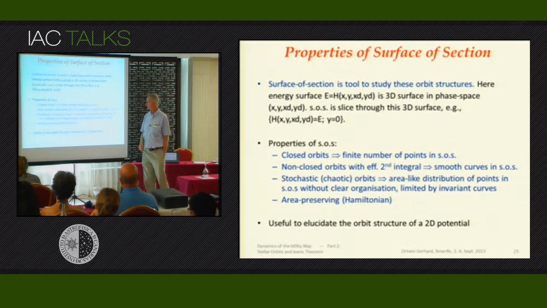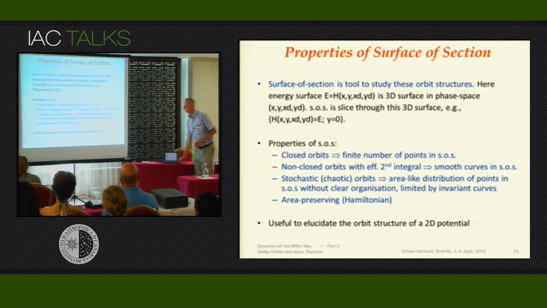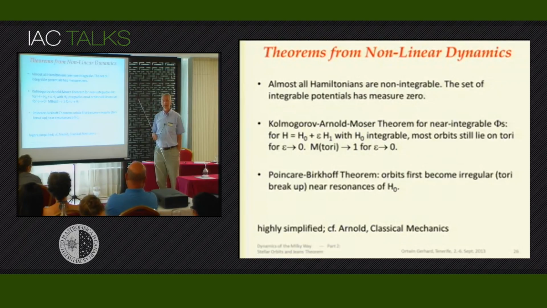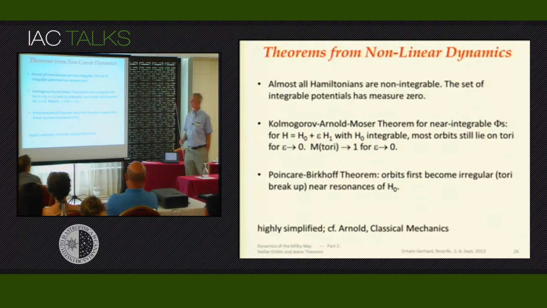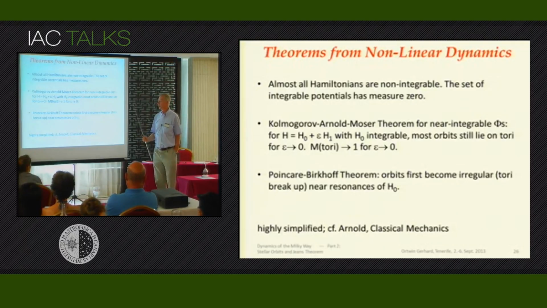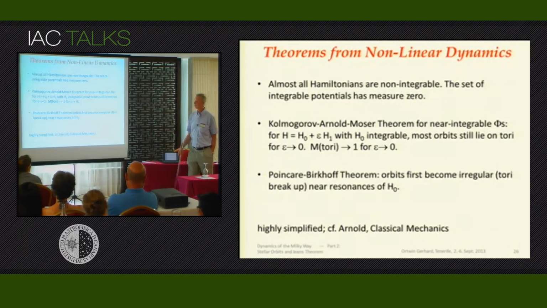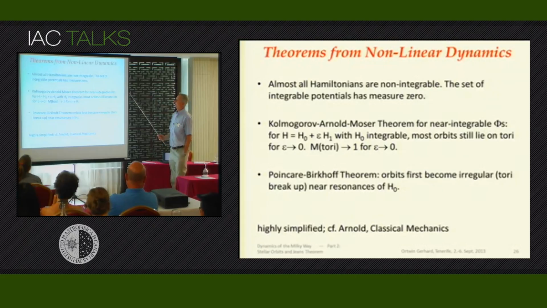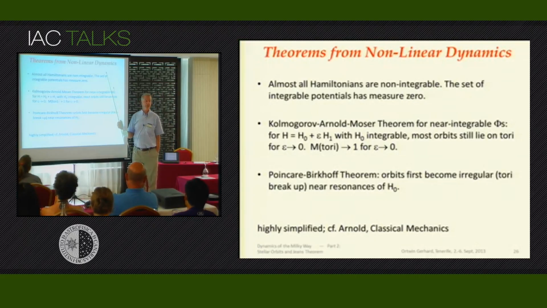Now mathematically, energy is this function here, the 3D surface. The surface of section is a slice, so the remaining space is two-dimensional. Closed orbits correspond to a finite number of points in the surface of section. Non-closed orbits with the effective second integrals correspond to these smooth invariant curves. And stochastic or chaotic orbits correspond to a distribution of points that fill a two-dimensional area. So it's a useful tool to understand orbits in two-dimensional potentials, mostly.